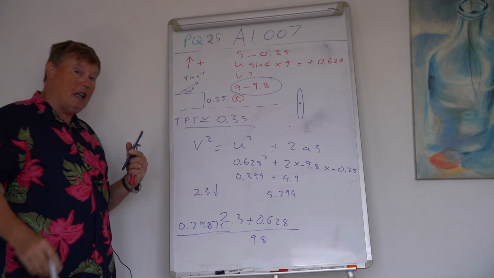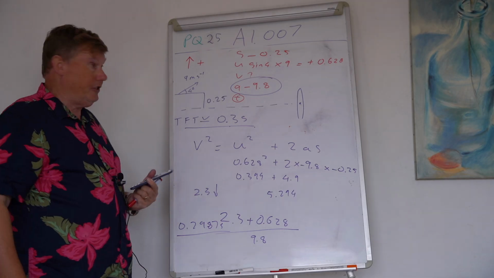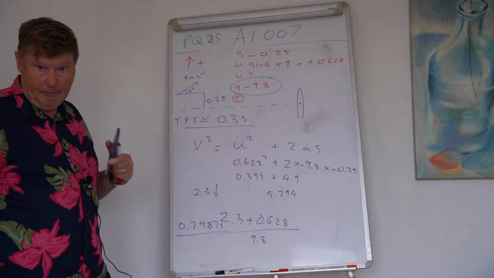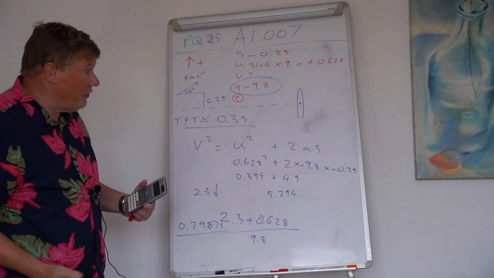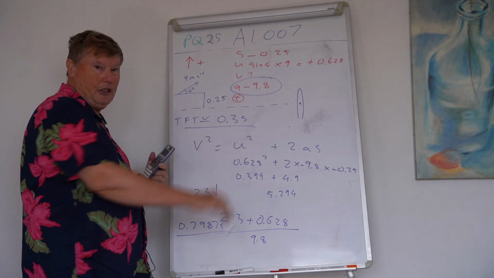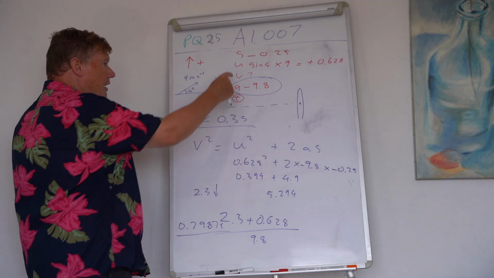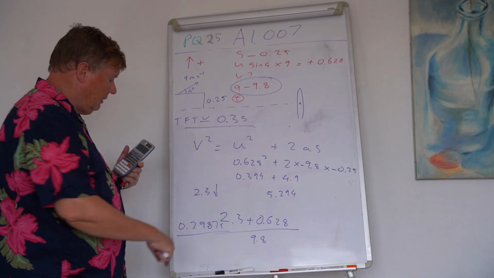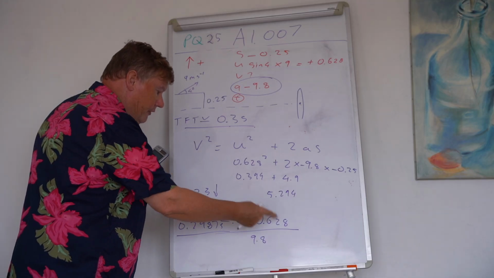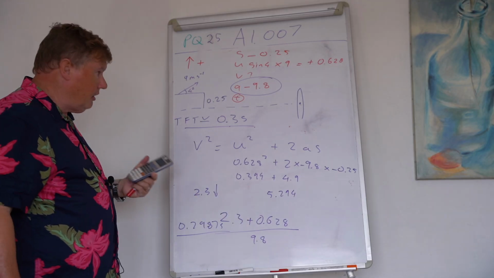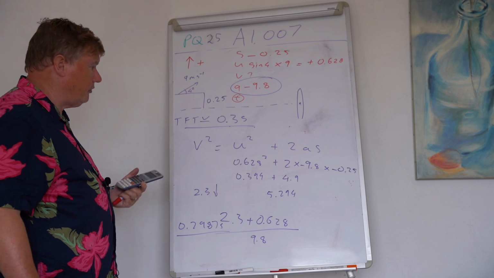Now, I don't know about you lot, but I much prefer this. So even though they ask you for time, unless you really, really want to and feel comfortable, don't go and reach for the quadratic equation. Work out v first. Once you've got v, divide the difference in the velocities by g, and you get time. I think that's a faster approach.